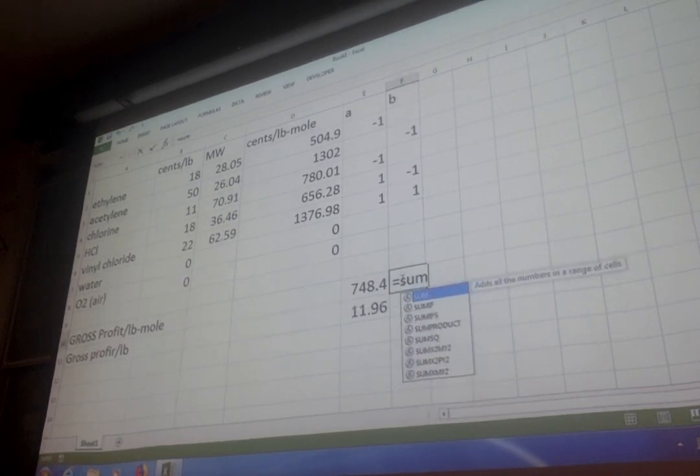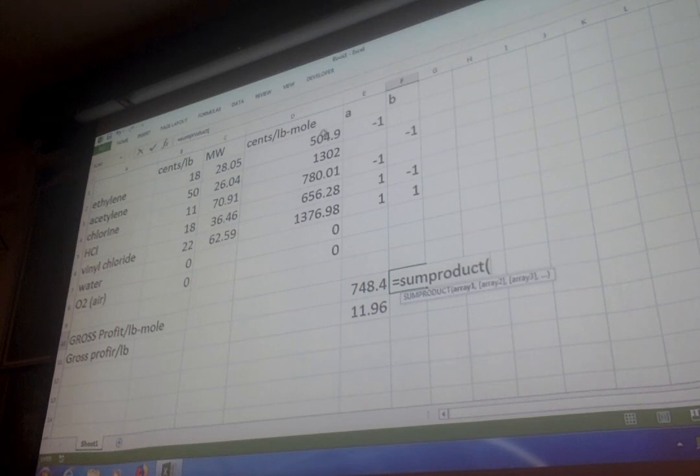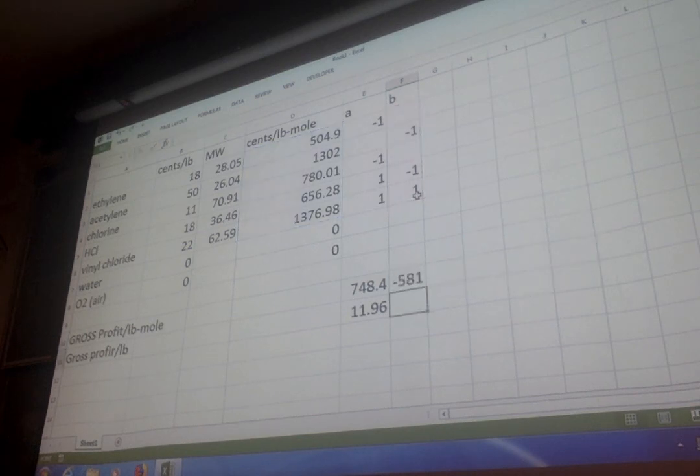Equals sumproduct, open parenthesis, highlight the cents per pound, comma, and now highlight the B, and close that. Do we need to talk about acetylene anymore? No. Acetylene also, because of its danger for explosion, we probably have a minus with a circle for that. Save that. We'll finish with this and we'll continue with the selection of the reaction Monday.